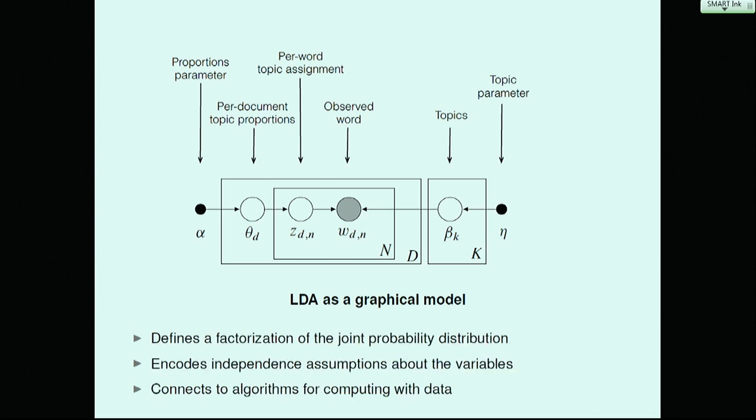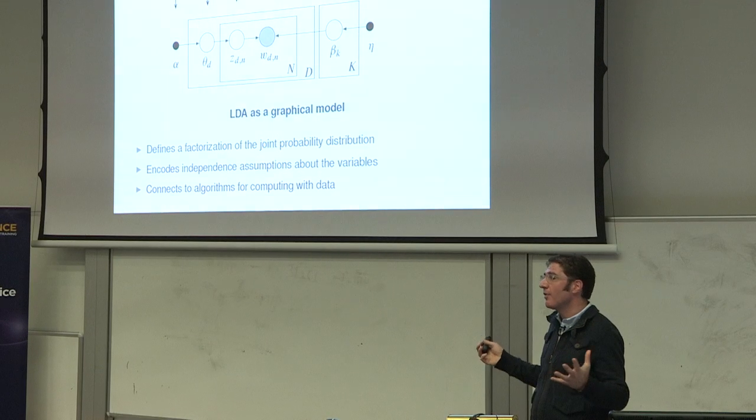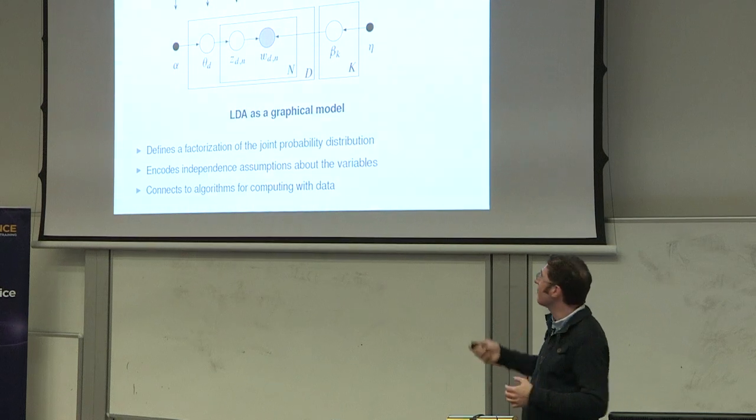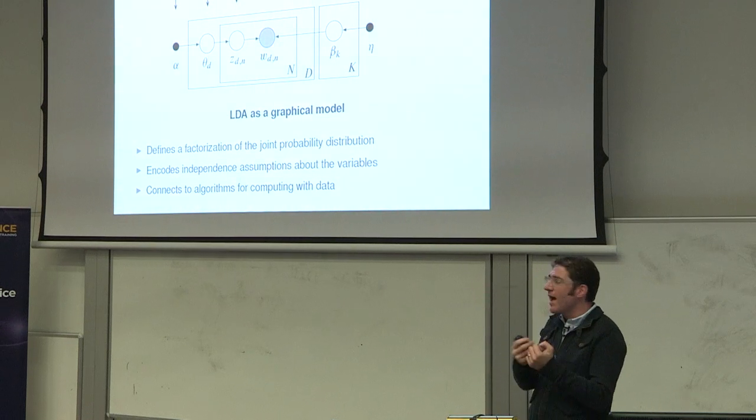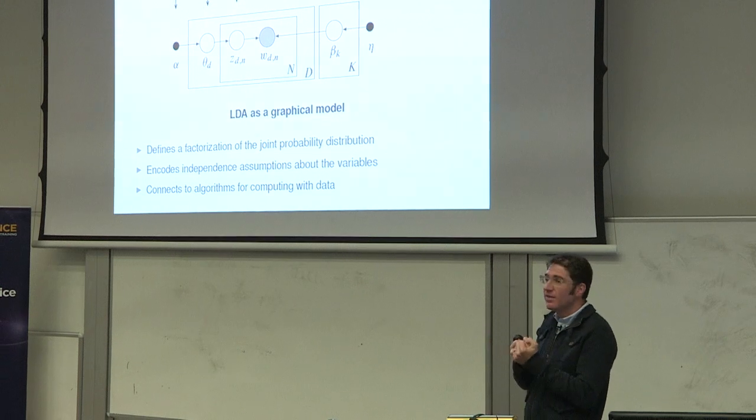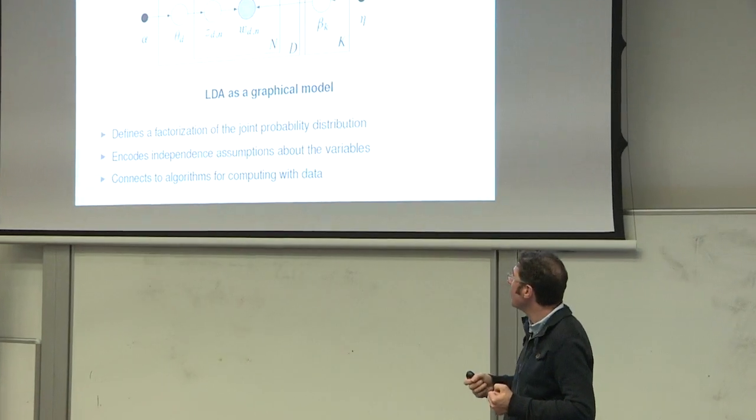We like graphical models, you like them too, because they define a factorization of the joint probability distribution of the ensemble of random variables that's sitting there on the graph. So this picture defines a factorization of the joint distribution of all of these hidden and observed random variables.